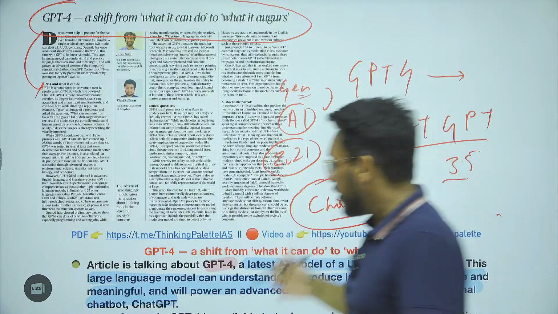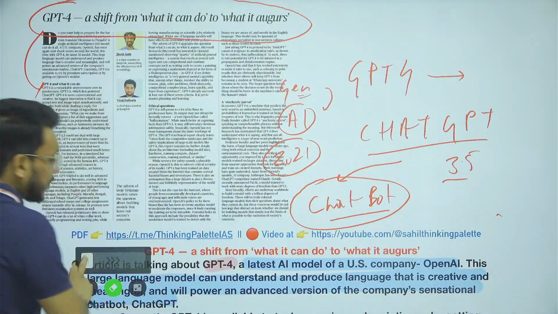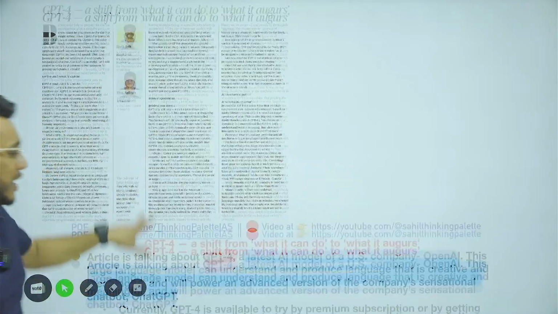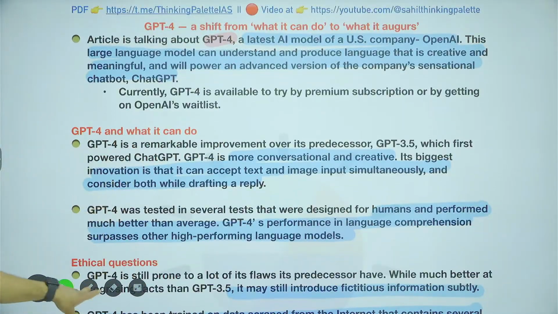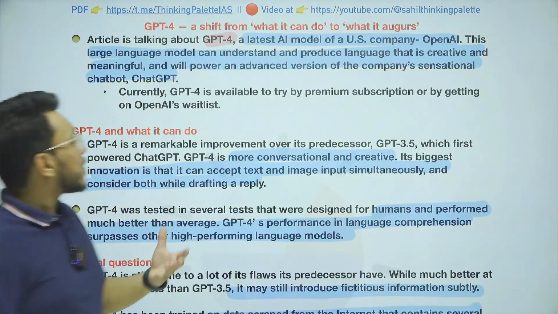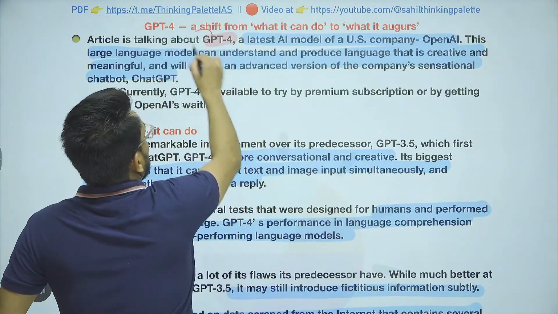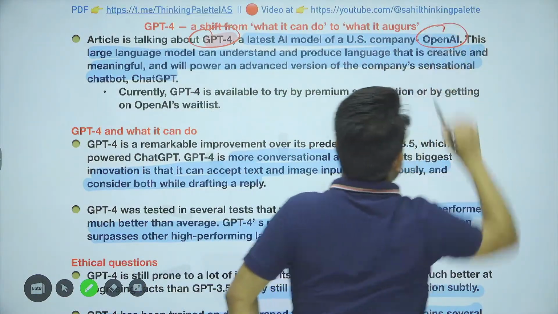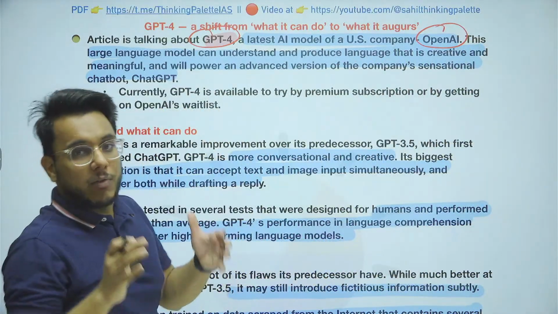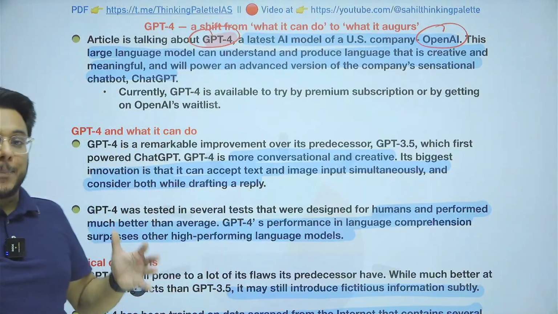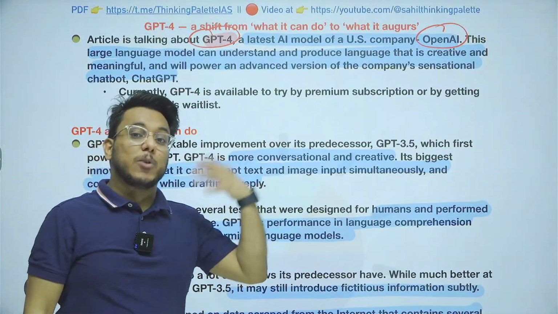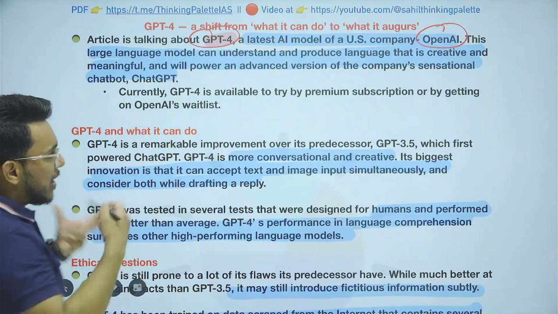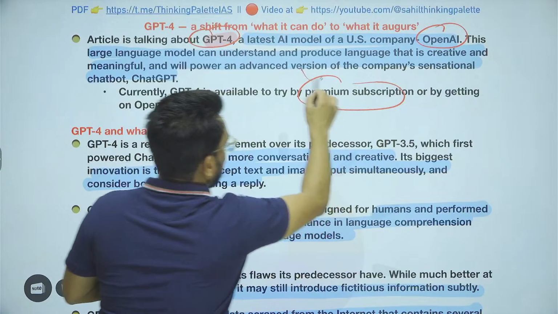Clear? Now, an advanced version of ChatGPT has come, that is GPT-4, and it has some more abilities. First of all, GPT-4 is a new improvement from OpenAI. OpenAI is a kind of consortium of tech companies who have made this ChatGPT, and it includes companies such as Microsoft. Right now GPT-4 is available to premium subscribers, which is not very important.